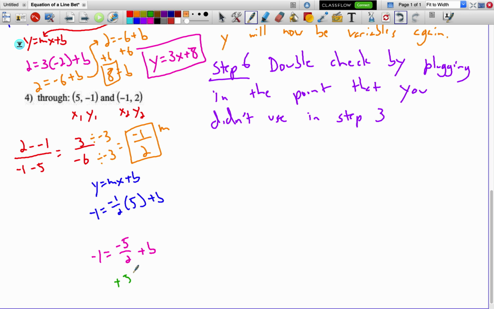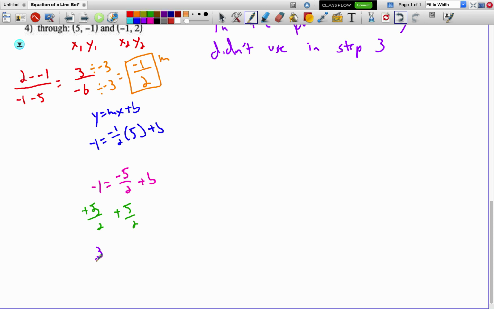Add 5 halves. Recognize that negative 1 is just negative 2 over 2, so negative 2 over 2 plus 5 over 2 becomes 3 over 2. All right, now that we have an m and a b value, we'll put it all together into y equals mx plus b and get y equals negative 1/2 x plus 3 over 2.